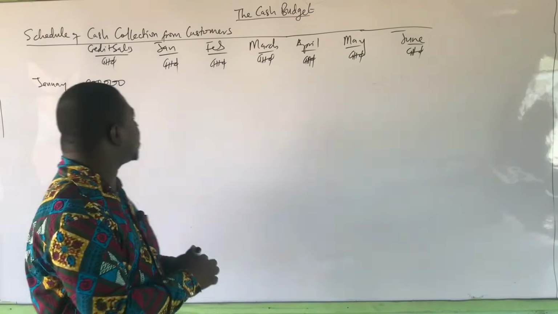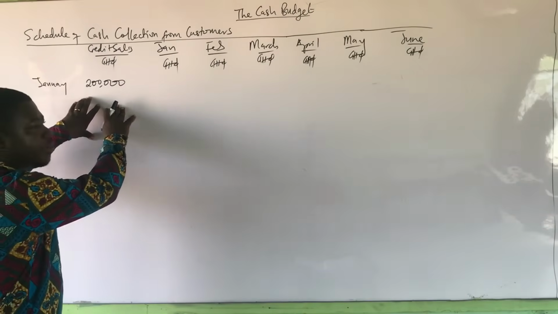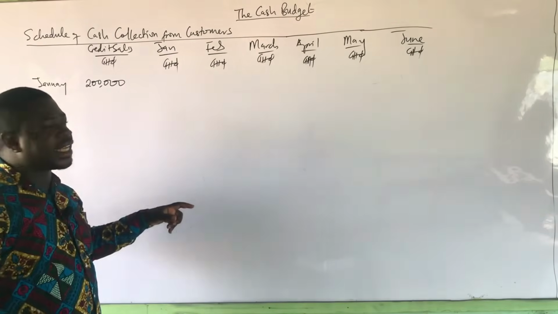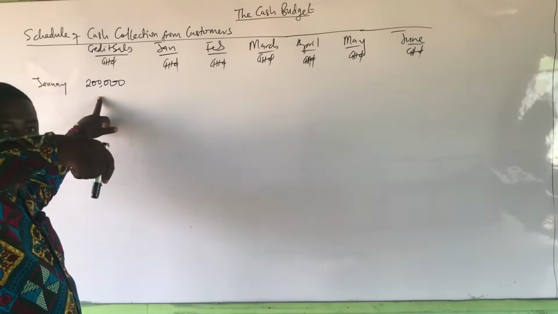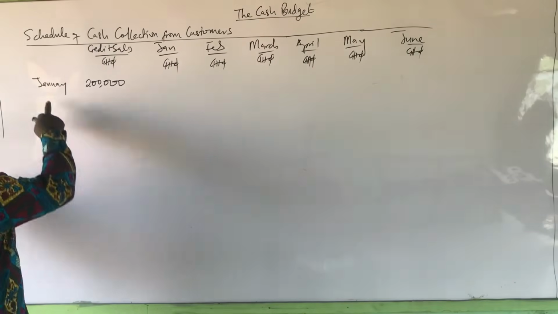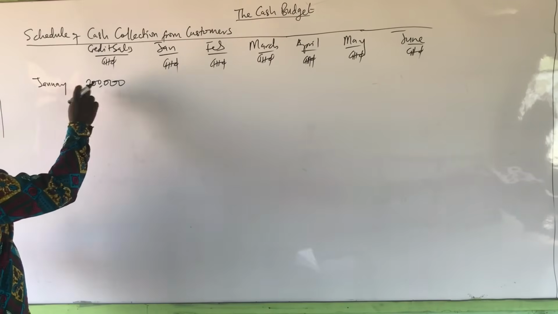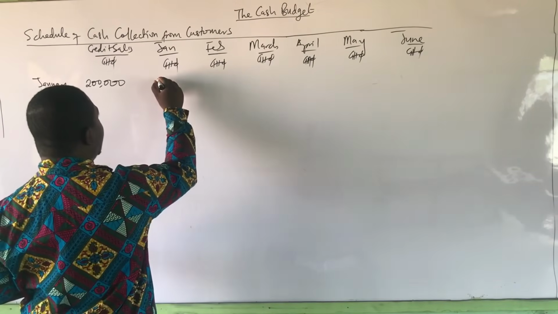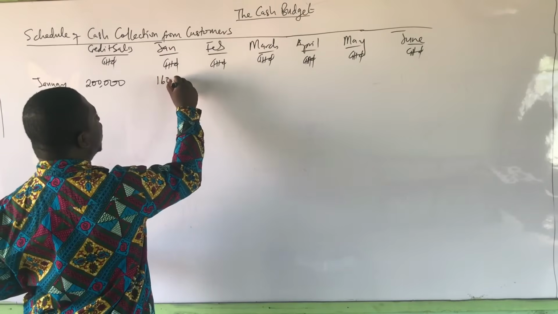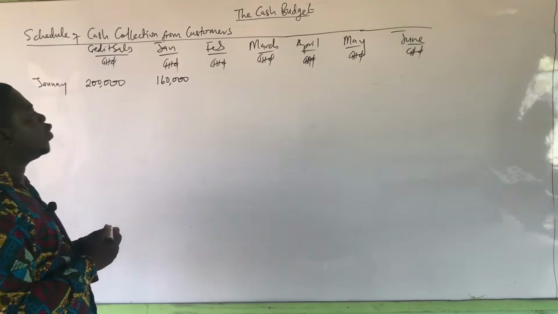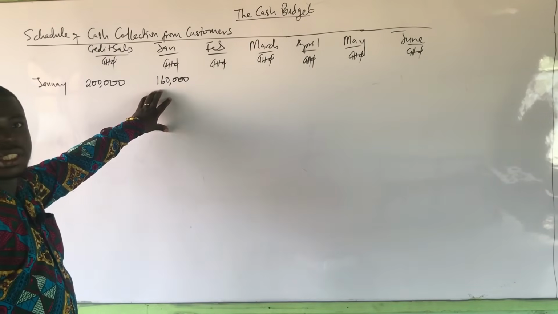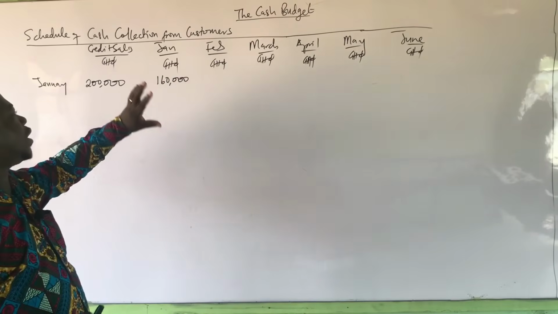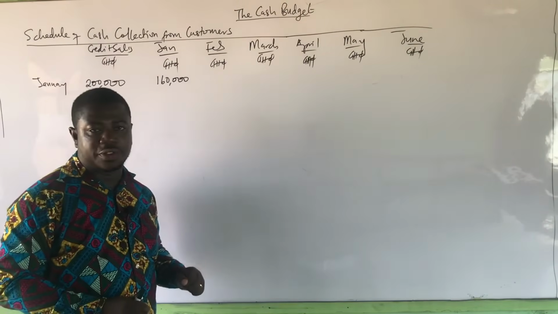Now we are going to split it. Now that I have put this here, the question says that 80% of this will be collected in the same month of sale. So it means that 80% of 200,000 is going to be 160,000. That will be collected from debtors in January. Then we are left with the 20%, which is 40,000.